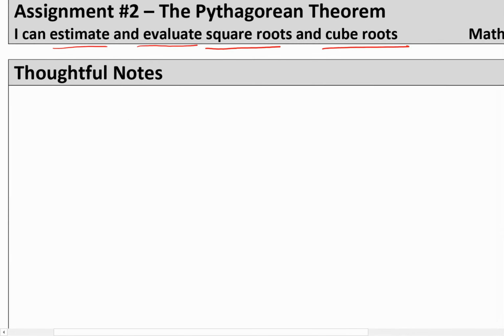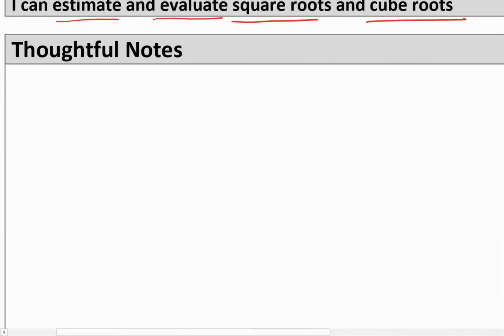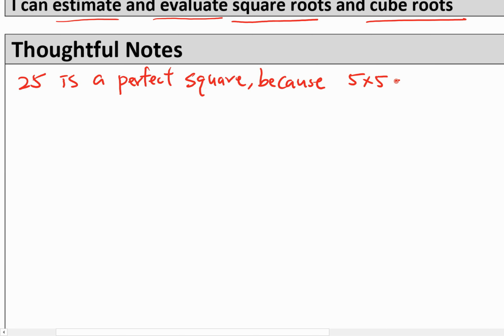Before we go on to evaluate and estimate, I just want to quickly show you what the relationship is between perfect squares and perfect cubes with the square roots and cube roots. First of all, 25 is a perfect square, because 5 times 5 is 25. So we have two of the same numbers multiplied together, and the end result is a perfect square.